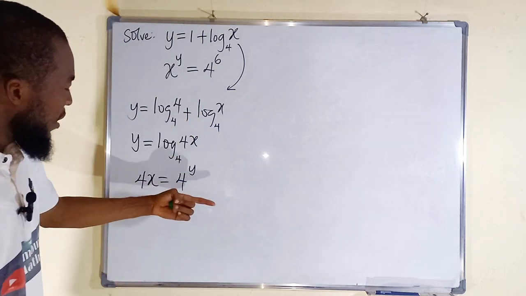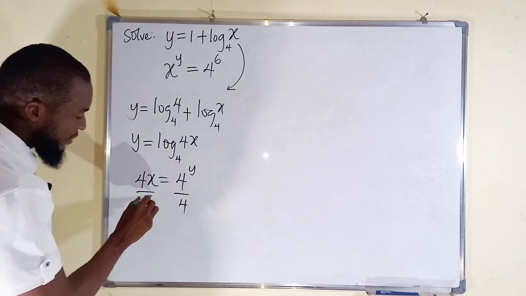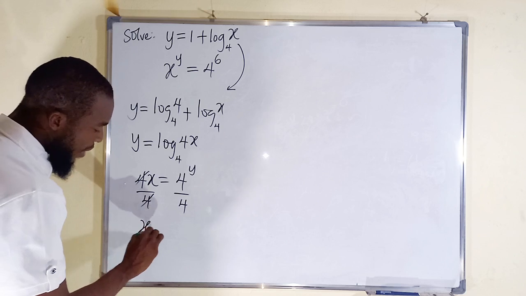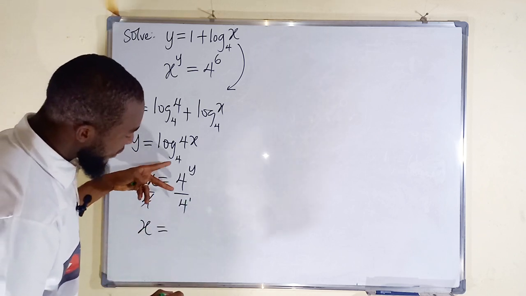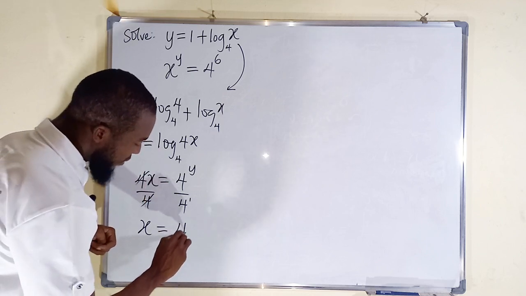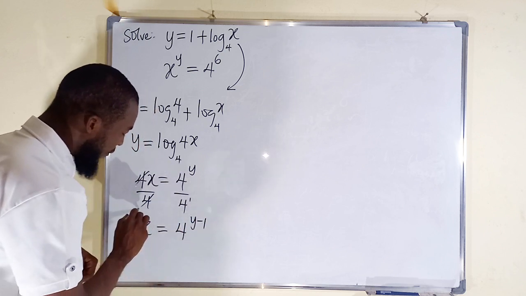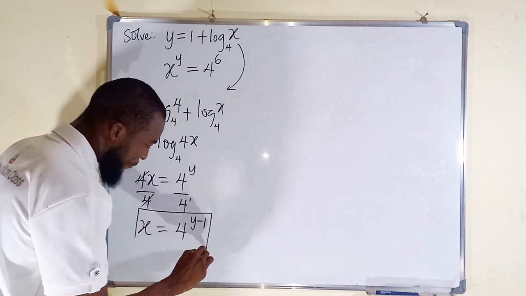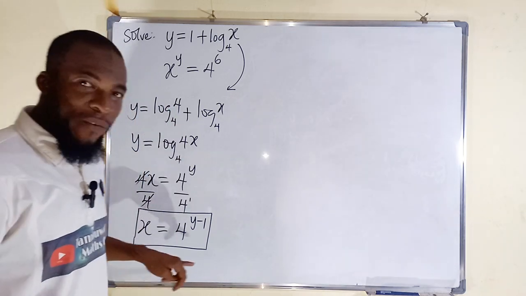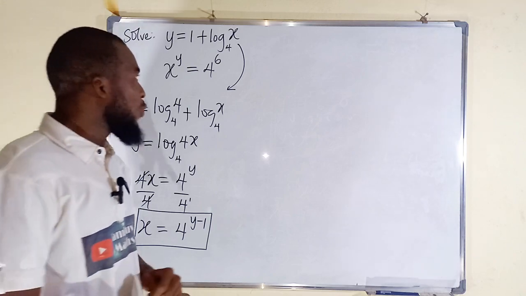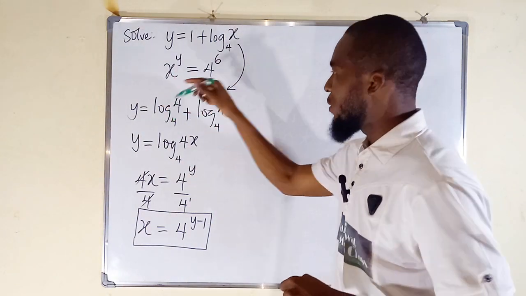Let us divide the left and the right hand side by 4. On the left hand side, 4 will cancel 4. We have x equal to, naturally this has a power of 1. According to the laws of indices, you can take one base and subtract the exponents. We have 4 to the power of y minus 1. This is a very important equation. Having obtained the value of x as 4 to the power of y minus 1, we can now plug it into the second equation where we have x as our base.